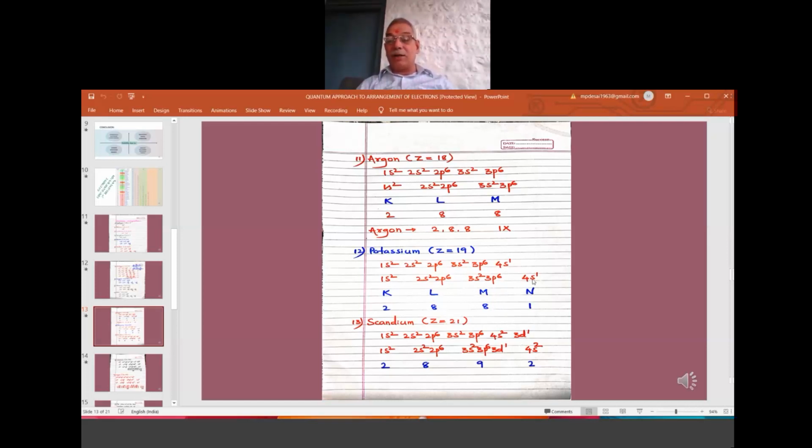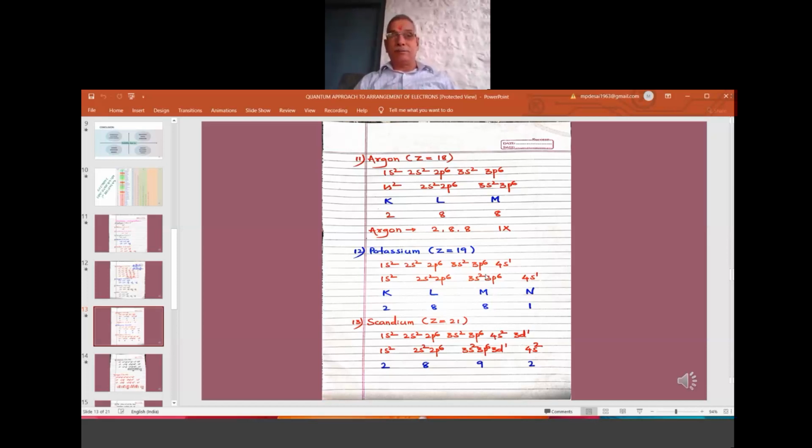Earlier in the ninth class, we used to write the electronic configuration of potassium with atomic number 19 as 2, 8, 9. Why? Because what is the capacity of M? M is the third shell, so n equals 3: 2 into 3 square, 2 into 9, 18. So the capacity of M is 18, but though it is 19, I am restricted to write only 8. Why? Now I have to go not as per Bohr's theory.